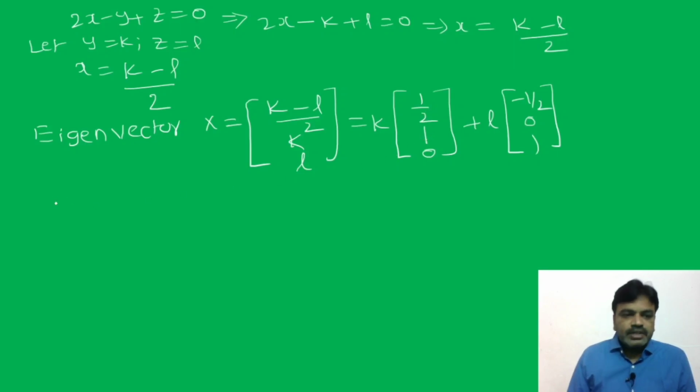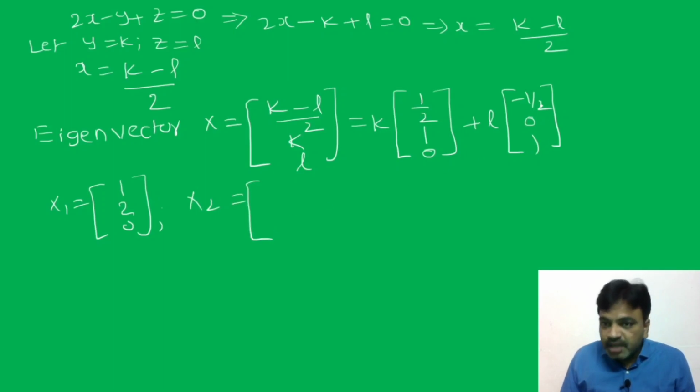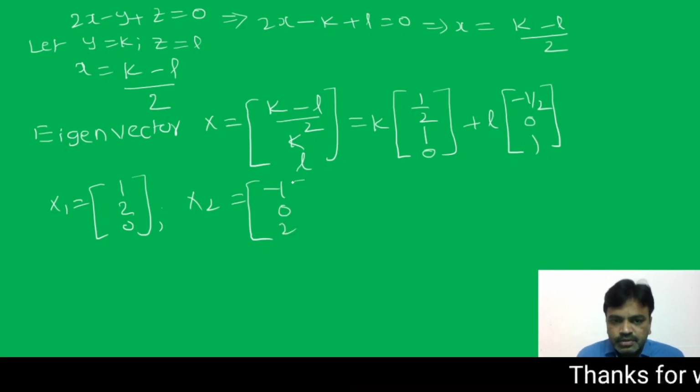So k is 2, that means 2 by 2, we get 1 into 2. That means we get the first eigenvector: 1, 2, 0. Here also we have 2, friends. Take L is equal to 2 this time. So minus 2 by 2, we get minus 1. Multiply 2 into 0, 0, and 2 into 1, 2.